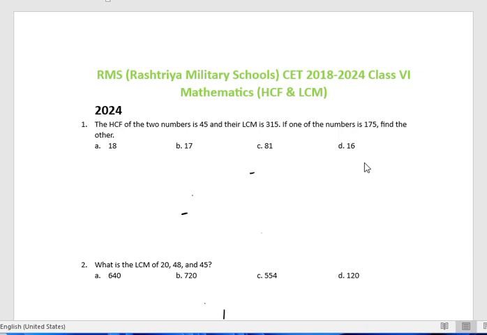Before solving, remember one golden rule. Product of two numbers equals product of LCM and HCF. So let's start with the first question, which was in 2024.